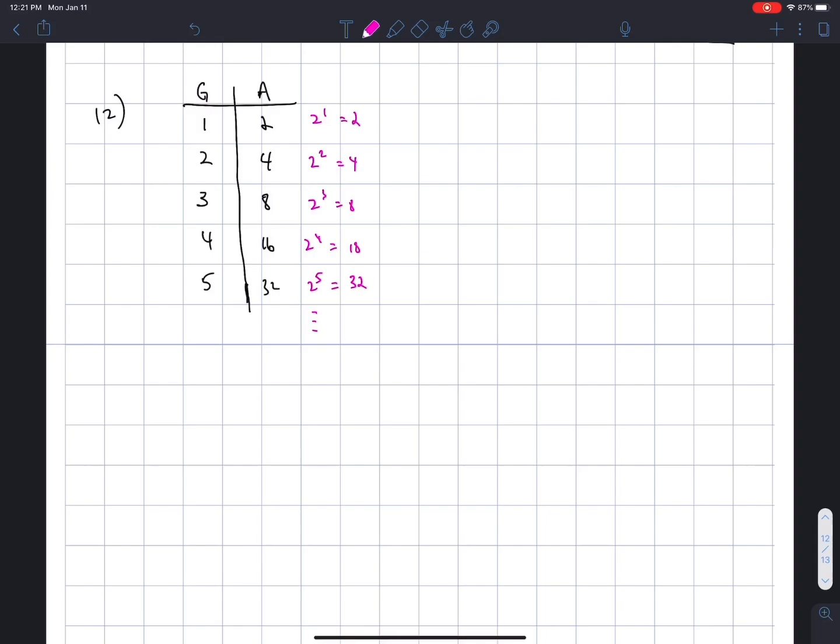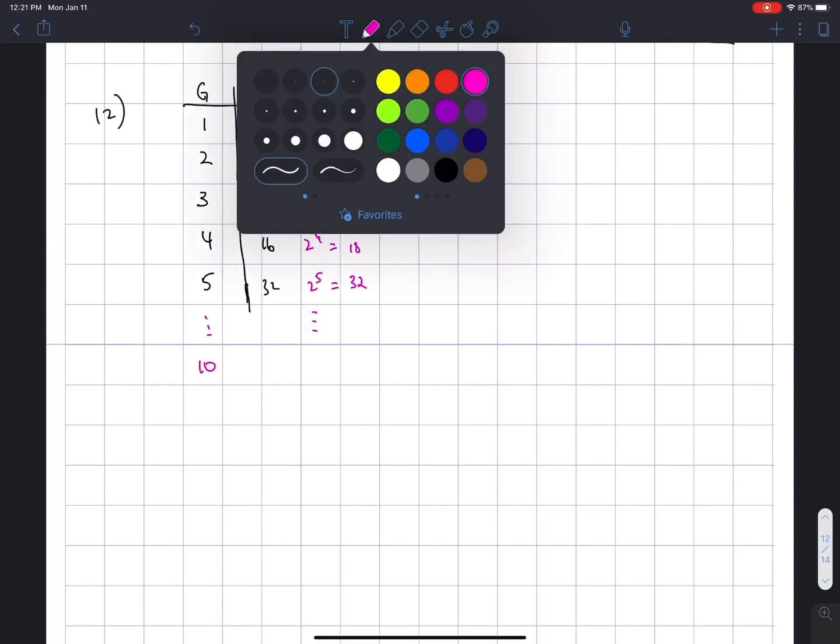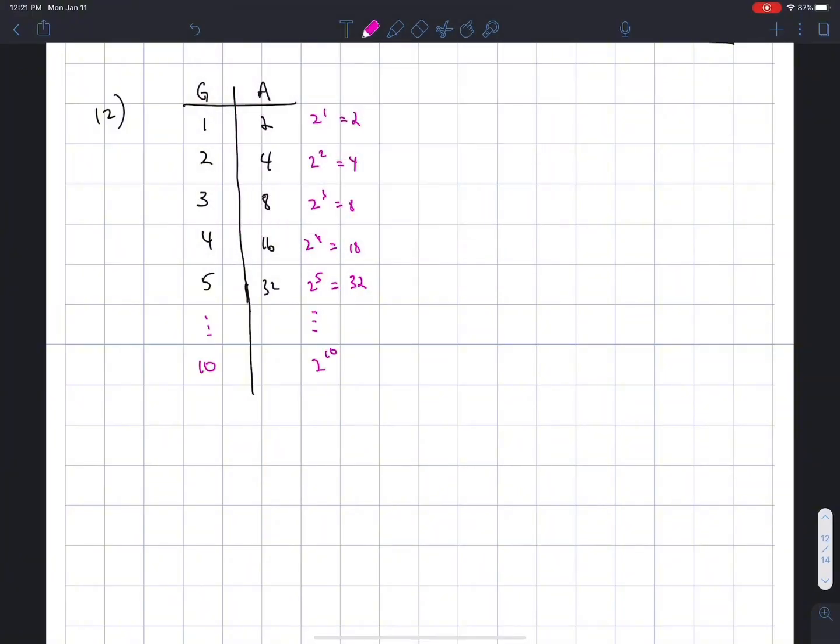So 10 generations ago is going to be 2 to the power of 10. And this will be 1024. So that would be the answer. So 10 generations ago, you will have 1,024 ancestors.